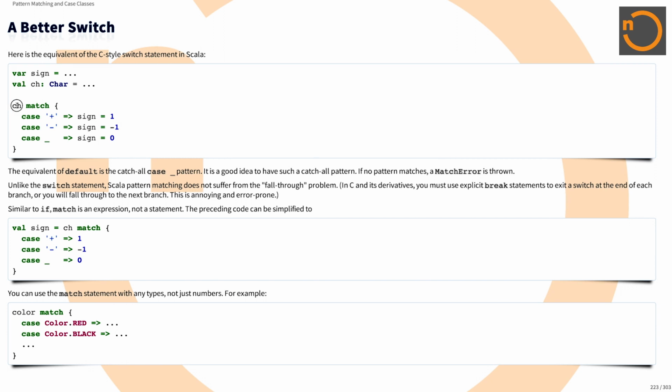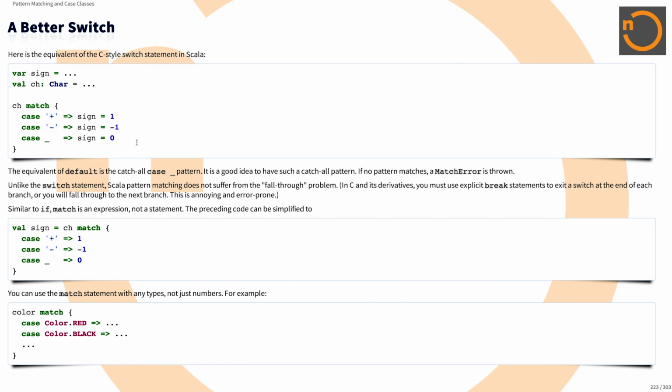So if you look at this example here, this doesn't look much different than a switch in Java or C or C++. We've got a character, and if it matches a plus sign, then we're going to run the first case. If it matches a minus sign, we're going to run the second case. If it matches anything else, and the underscore is sort of the default case, then we're going to run the last case.